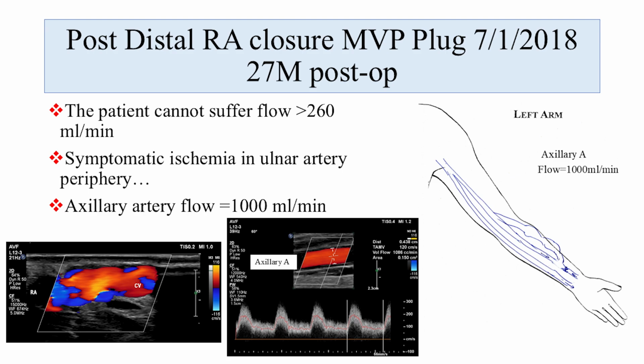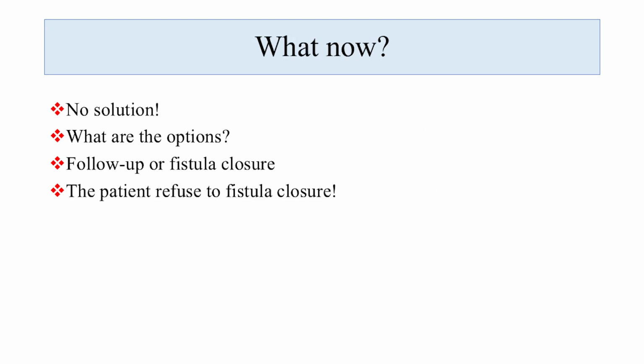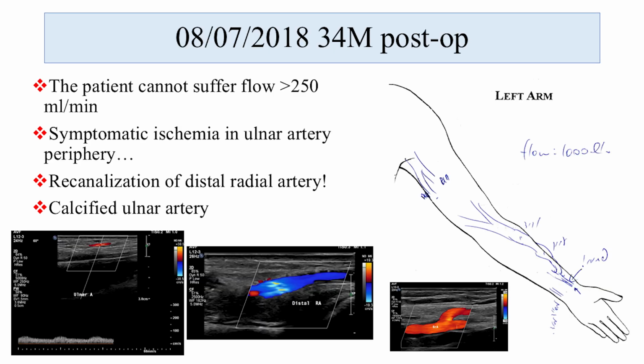Post-distal radial artery closure with MVP plug, 27 months post-op, there was no improvement in the patient's ischemia. What now? We are frustrated and the patient refused to close the fistula. In July 2018, 34 months post-op, nothing changed, and he continued hemodialysis at 250 ml per minute.